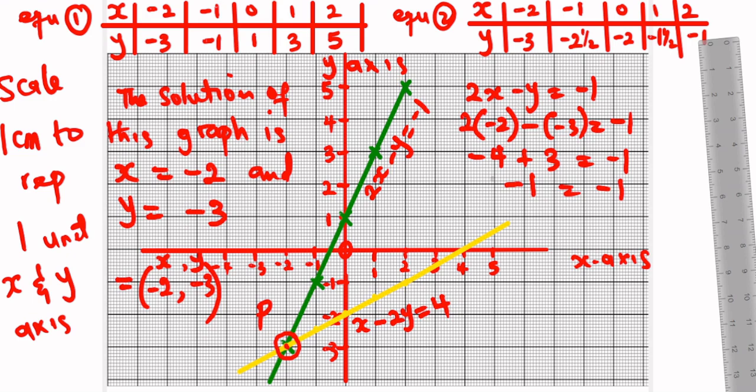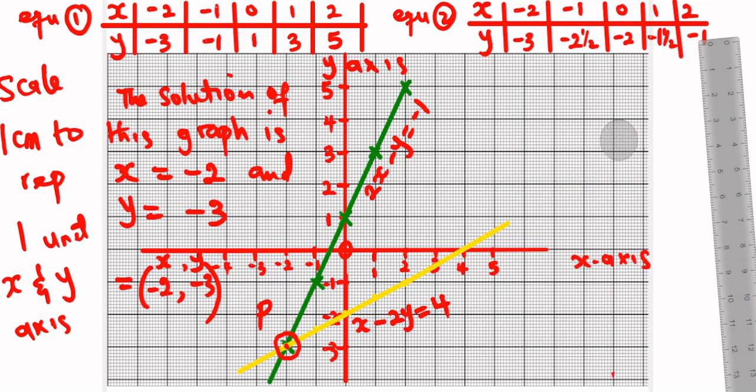Now, let's test for equation 2. Equation 2 says x minus 2y equals to 4. Now, x is what? We got minus 2. Y we got minus 3. Now, minus 2 times minus 3 is plus 6. Now, minus 2 plus 6 is what? 4. So our 4 is equals to 4. Now, the solution we got in this graph is actually correct.